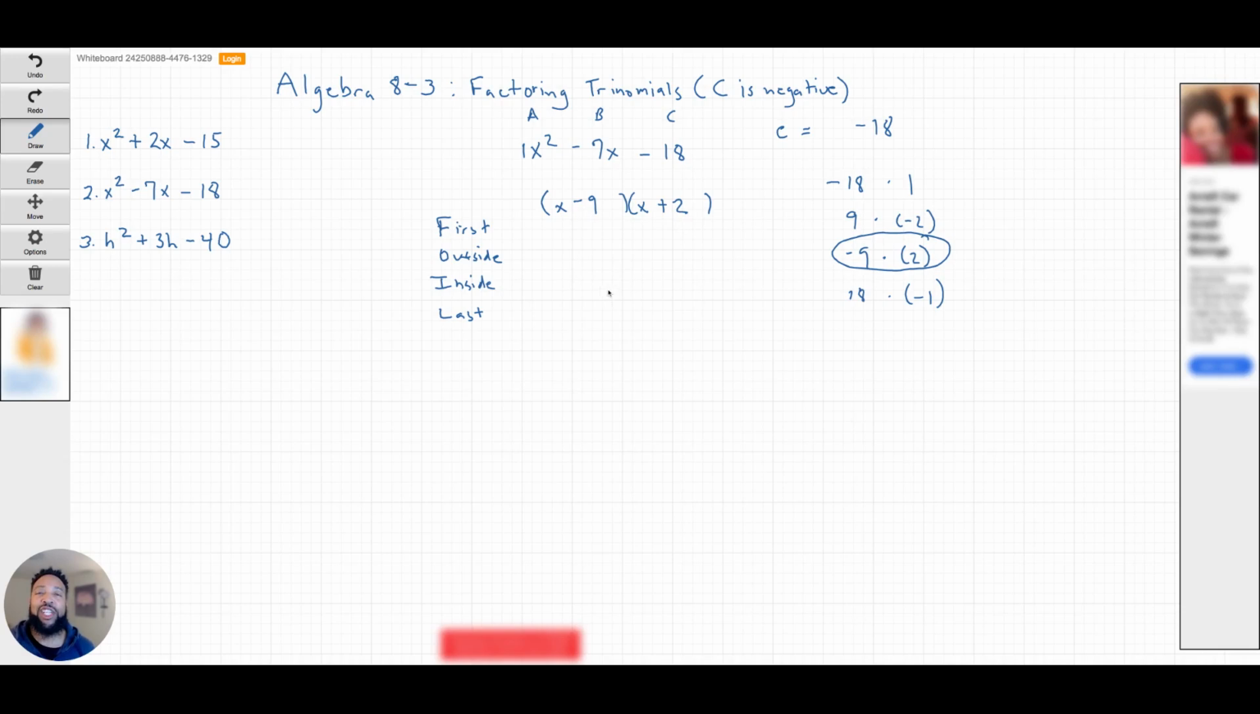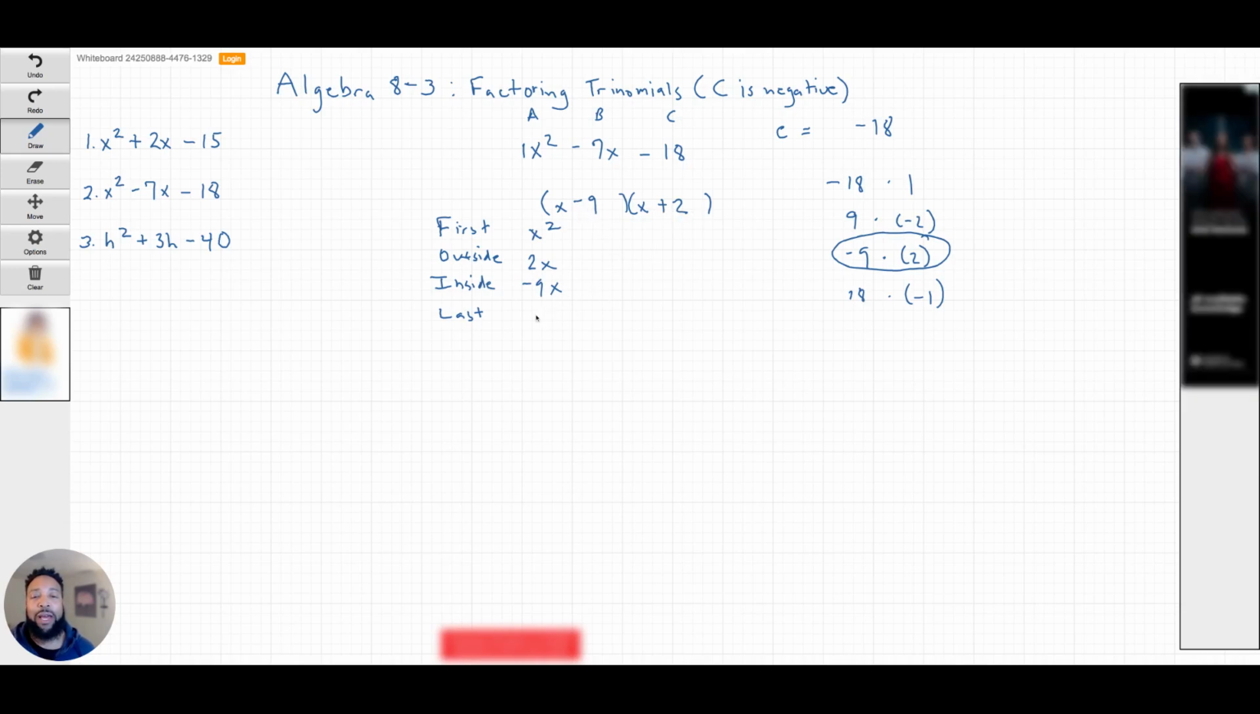Now, in order to check our answer, to make sure that we get back to the original problem, we're going to use the FOIL method, which is first is x times x. We're looking at the first variable in the parentheses, x squared. Outside, we have our x and our 2. So 2 times x is 2x. We're looking inside, which is our negative 9 times x, which is minus 9x. And then we're looking at our last two numbers, minus 9 and 2. When you multiply those out, negative 9 times 2 is negative 18.